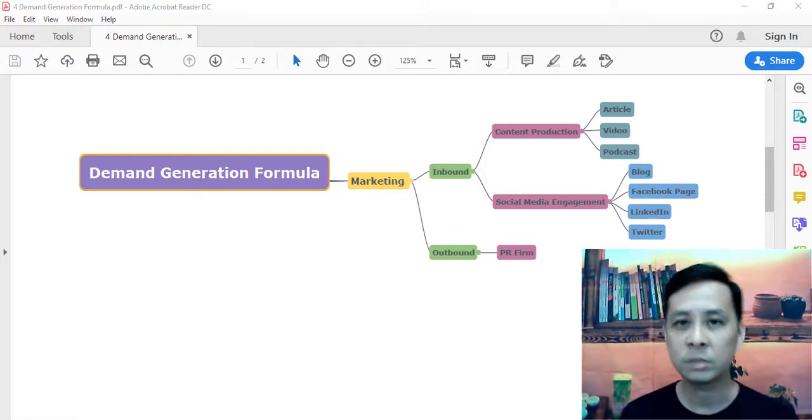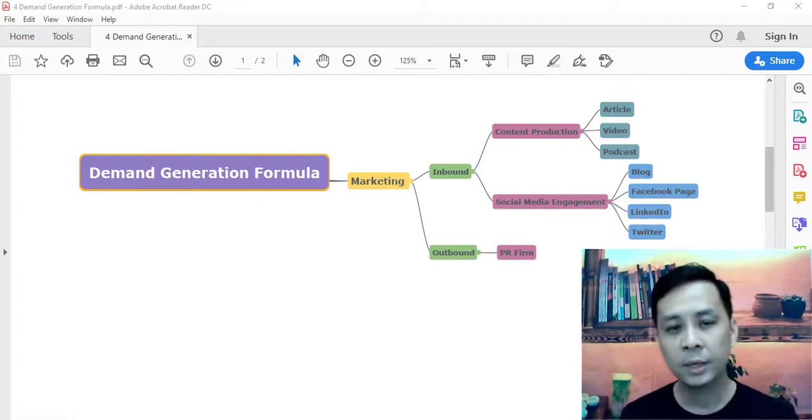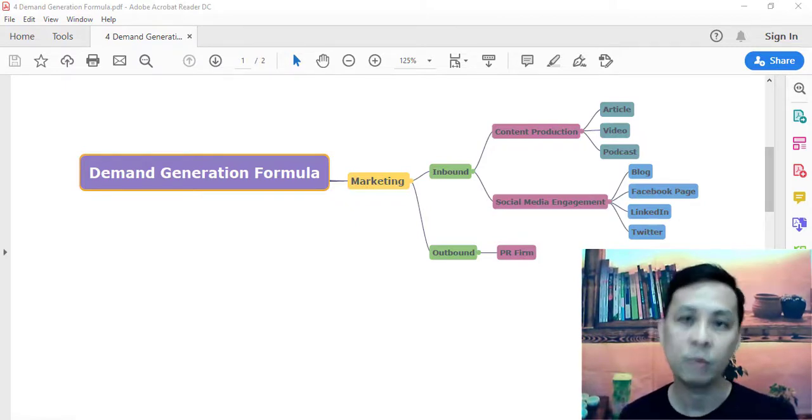So make sure that all this is tied back to the previous 3 formulas, which are the sales hiring formula, the sales training, the sales management, and the growth, which is generation of demand for your service or product. And in terms of marketing, you could also do outbound marketing, which is hiring a PR firm, but that will cost you more money.